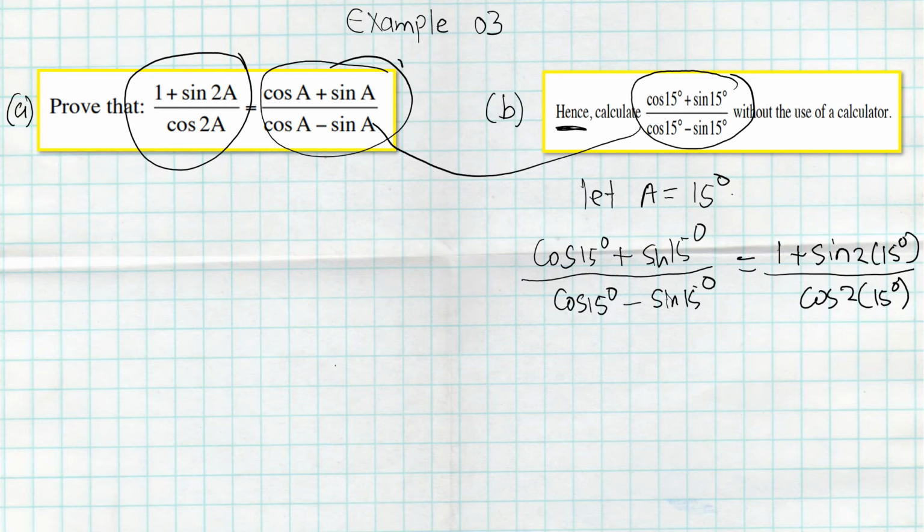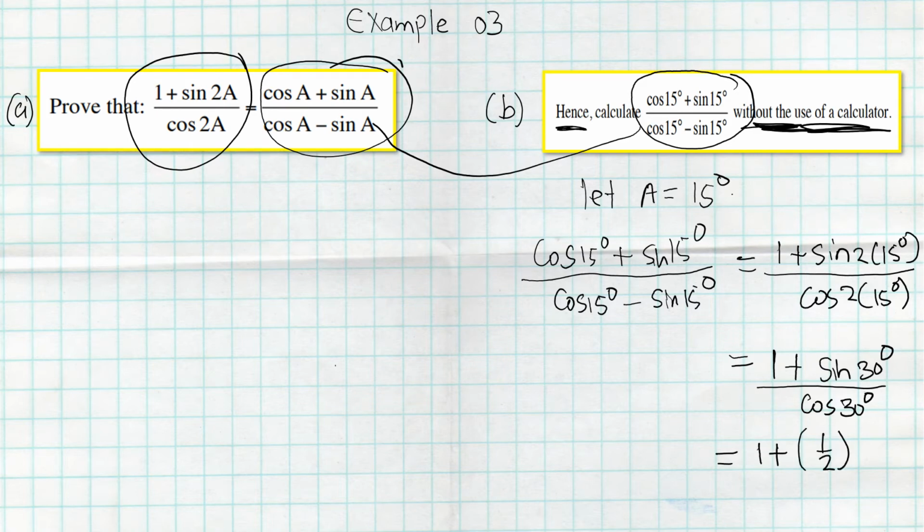Into a, which is our 15 degrees. So we can simplify that one. 1 plus sin 2 into 15 is 30 degrees plus cos 2 into 15, it's going to be what? 30 degrees. Look at this. These are special angles. Hence, they said without the use of a calculator, then we can get the answer 1 plus sin 30, 1 over 2, right? Cos 30, root 3 over 2.